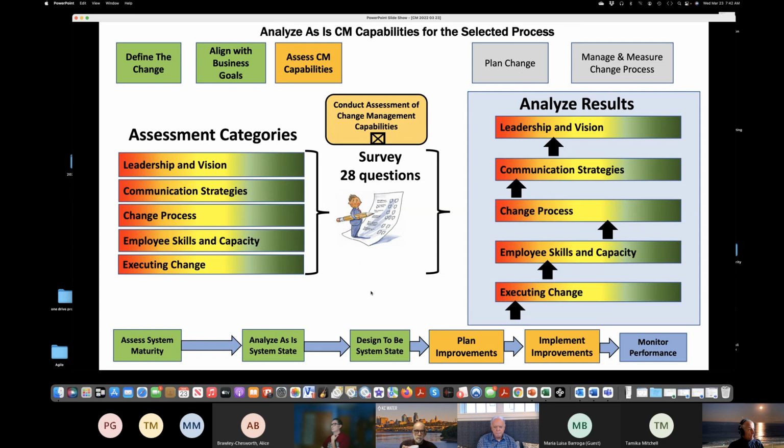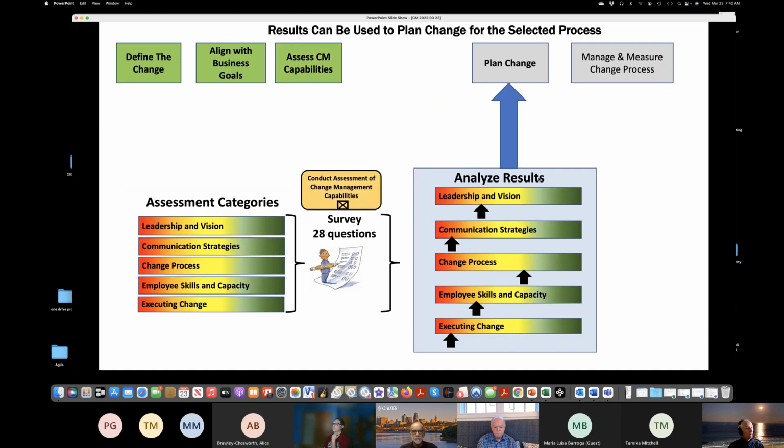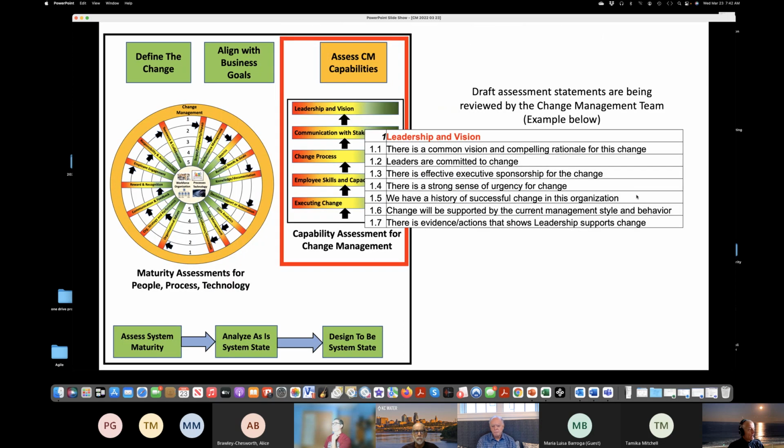Once we complete this survey, then we can analyze the results, see where our weaknesses and strengths are, and then we would use these results also as input to planning change. So the topic of what we're talking about today, where we are right now, is on designing this step to conduct the assessment of change management capabilities.